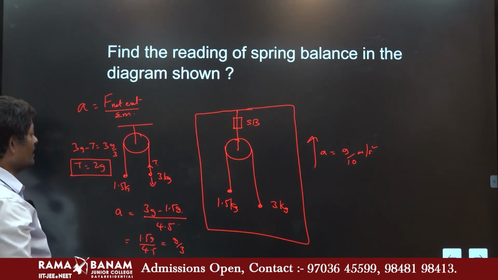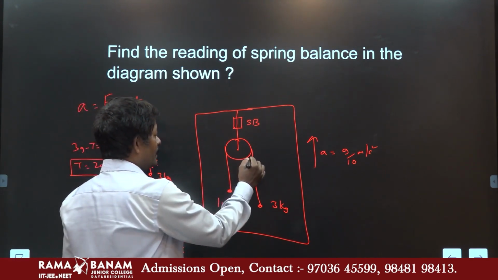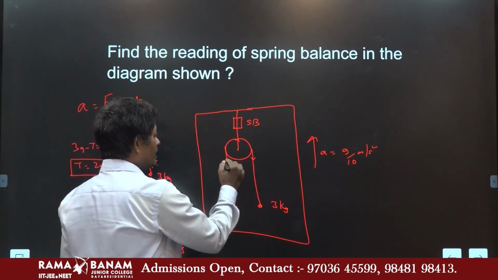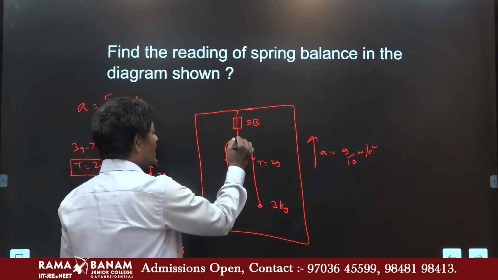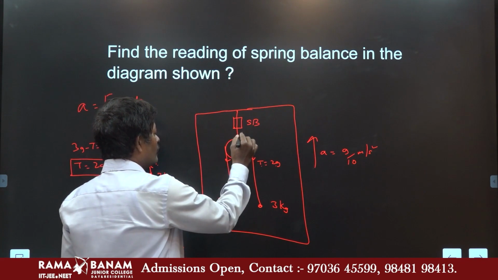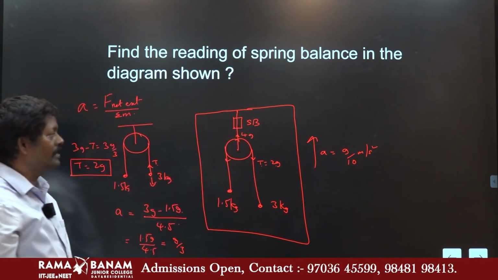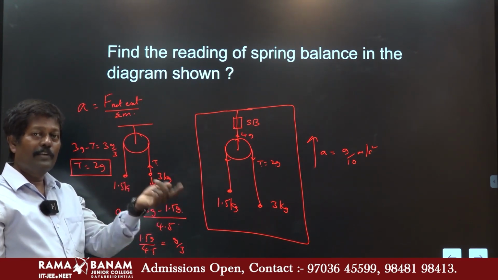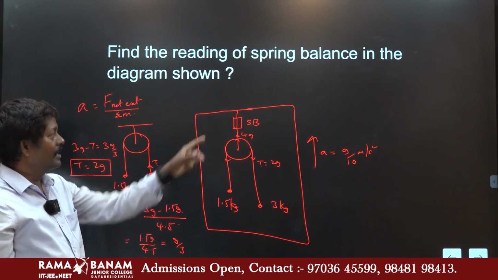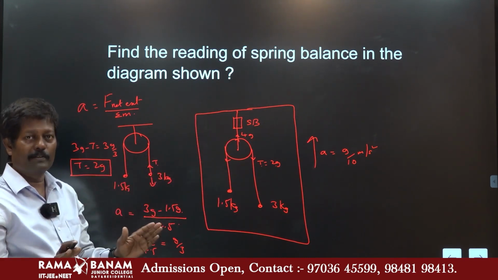If you simplify that, T is 2g. Now, come back here. I can take T as 2g, and here you should have 4g. That means the reading of the spring balance should be 4g Newton. If you divide by g, you will get kg.